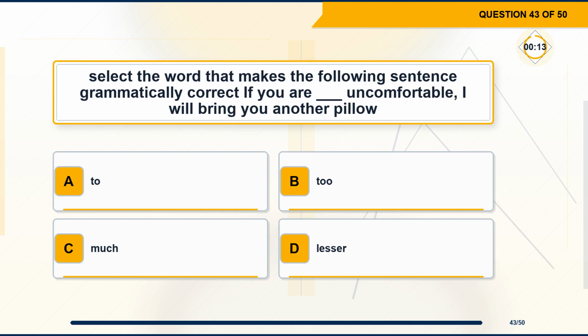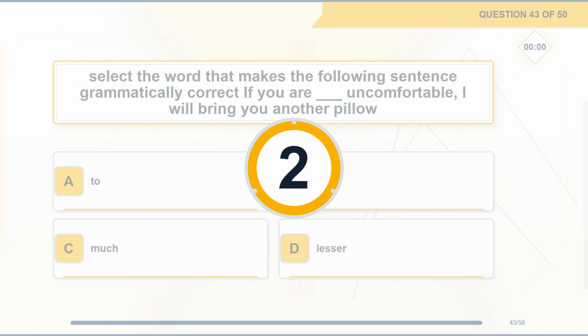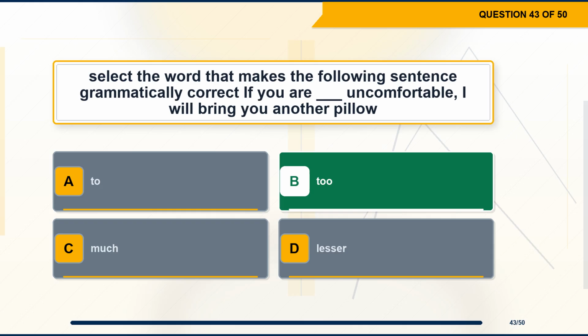Question 43. Select the word that makes the following sentence grammatically correct. If you are blank uncomfortable, I will bring you another pillow. Option A, two. Option B, too. Option C, much. Option D, lesser. The correct answer is option B, too.